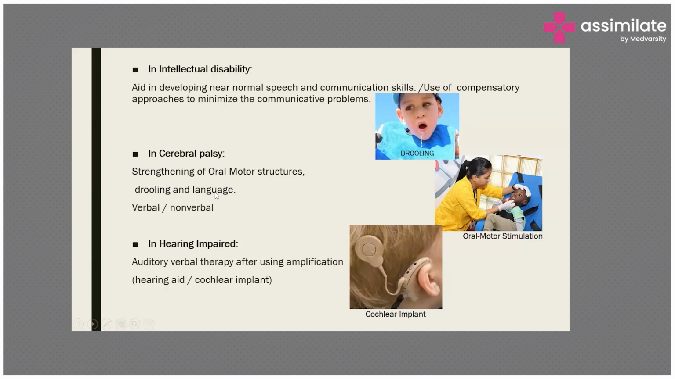Now, there are a lot of times when kids learn language, but the output is restricted given their anatomical features and how they're built. Sometimes verbal communication is not possible. So in that case, we proceed with non-verbal communication.